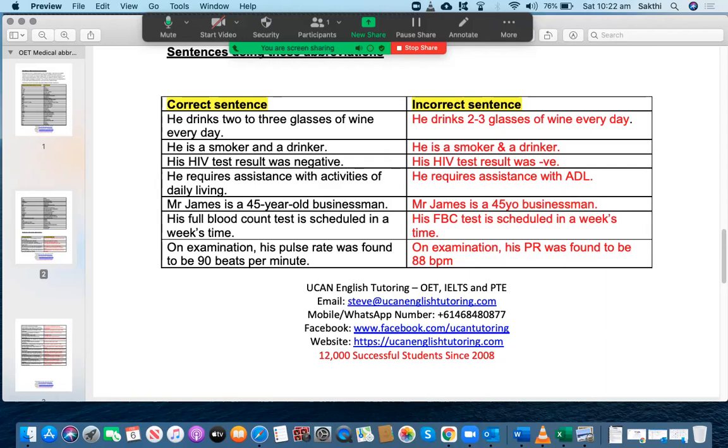His FBC test is scheduled in a week's time. His full blood count test is scheduled in a week's time. On examination, his PR was found to be 88 BPM. So on examination, his pulse rate was found to be 88 beats per minute. So we have expanded the BPM as well as PR.